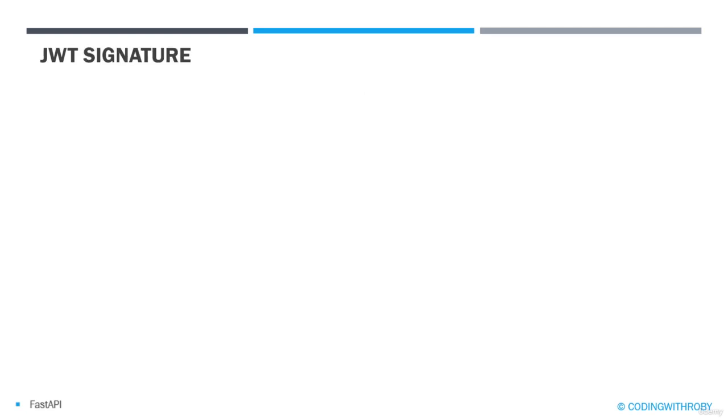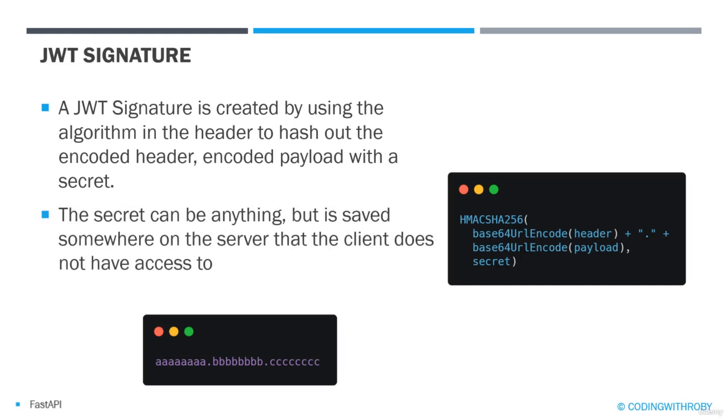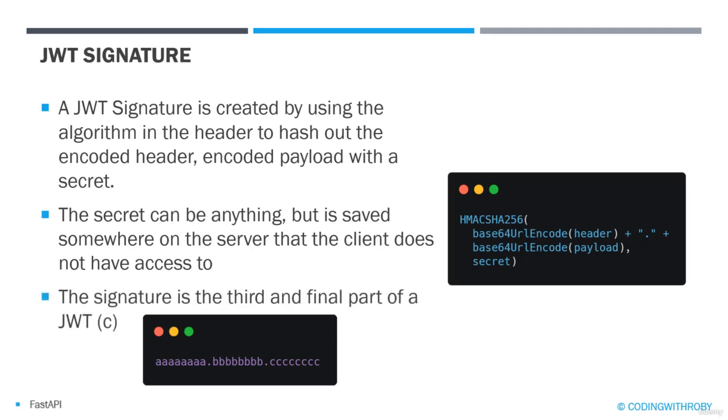A JWT signature is the third and final part of a JSON Web Token. The JWT signature is created by using the algorithm in the header to hash out the encoded header, encoded payload, and secret. The secret can be anything, but is saved somewhere on the server that the client does not have access to. From the image below, we can see that the C's are after the JWT payload and separated by a dot. This is where the signature goes. So to recap, the JWT's components include a header, payload, and signature.